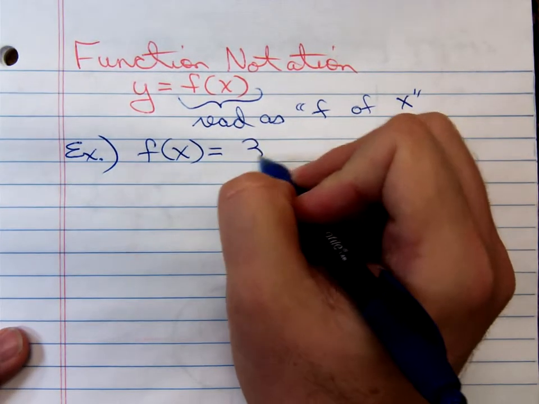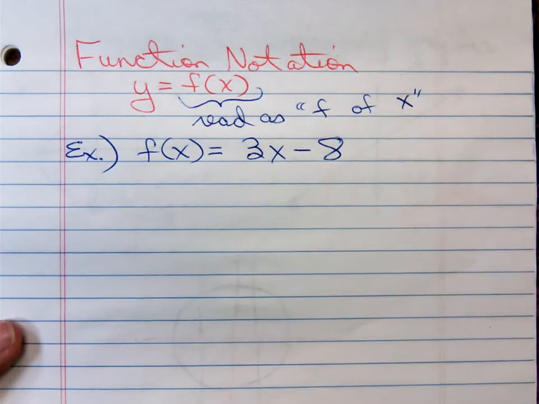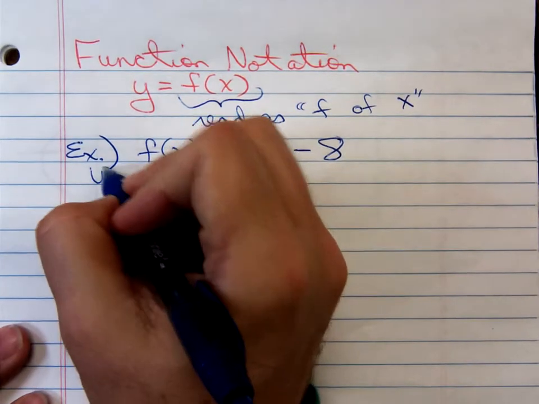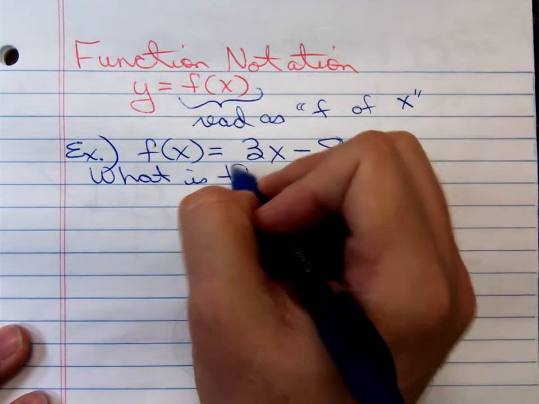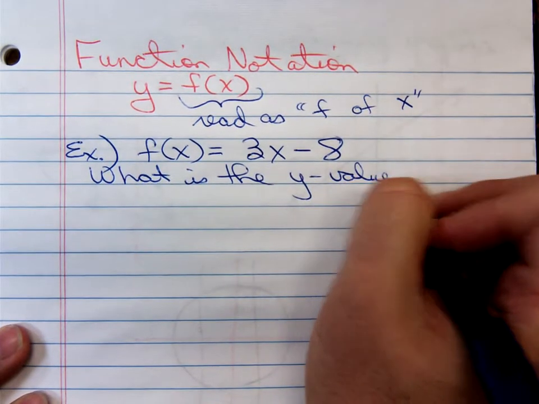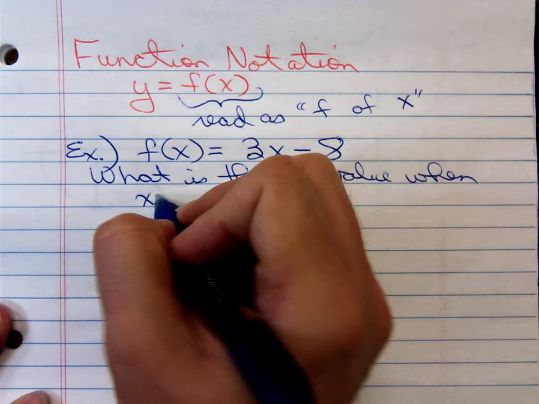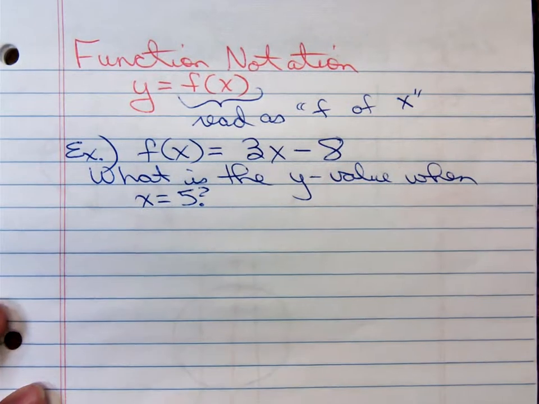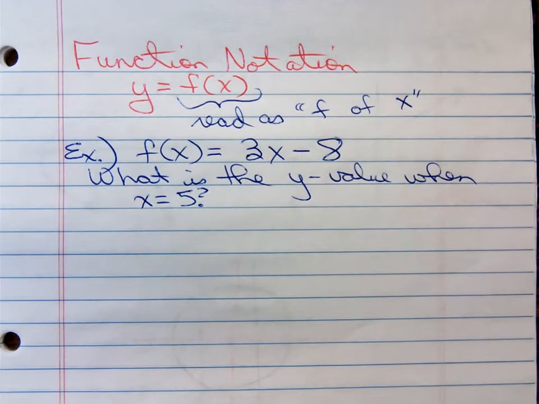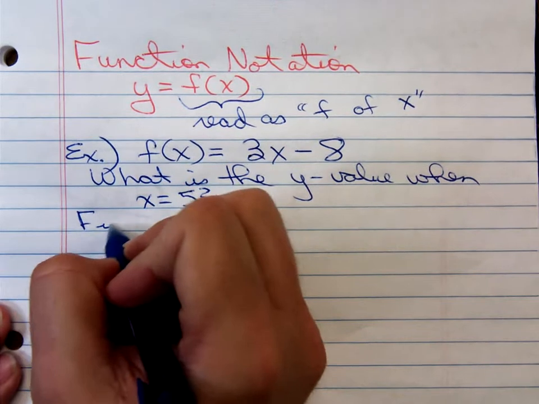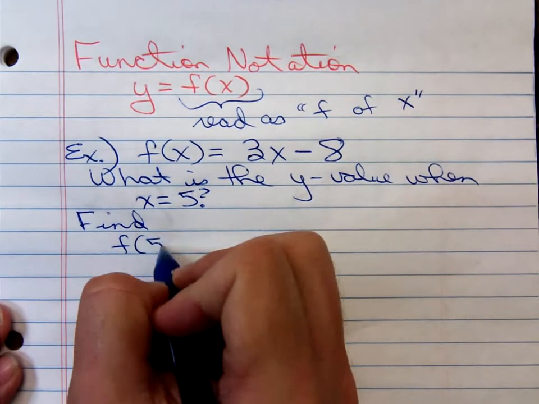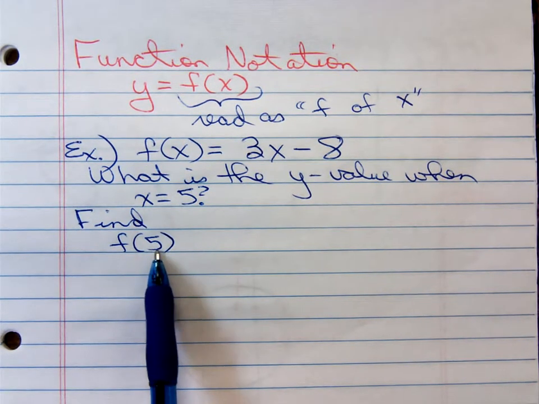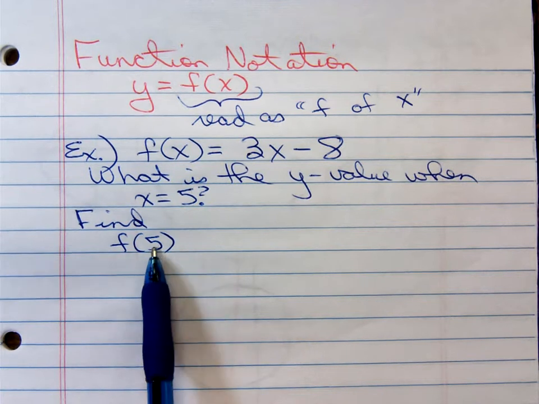If I had the function, instead of y, f of x equals 3x minus 8, and I wanted to know, what is the y value when x is equal to, any number, I'll say 5. Instead of writing out that question, I could just say, find f of 5. This notation is saying, go to your function, and whatever number is inside the parentheses, that's what you replace your domain variable with.